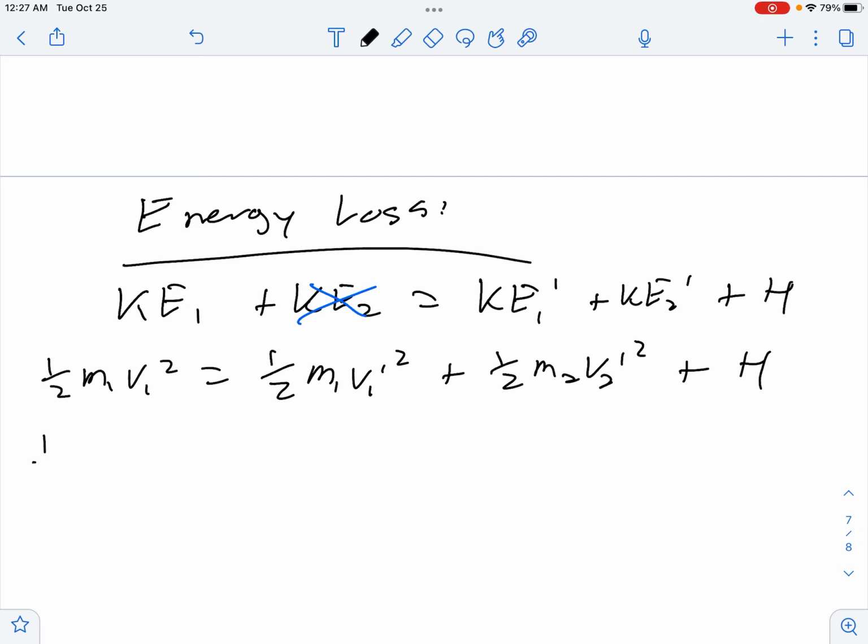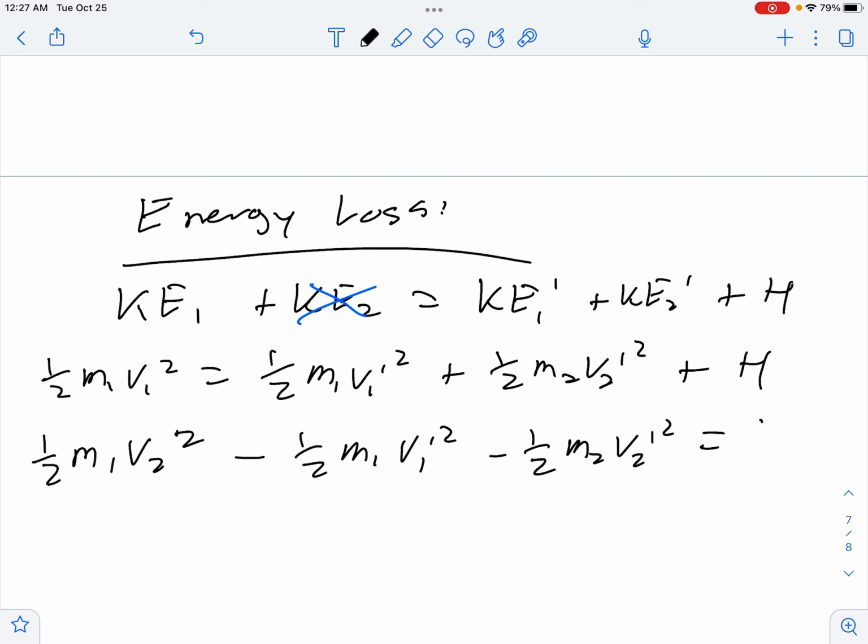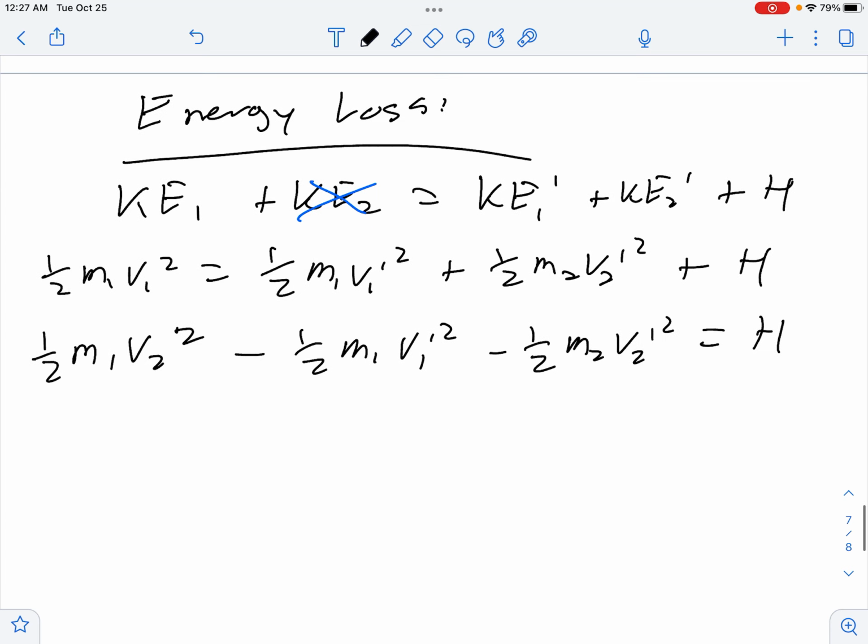All right, so ball 1's mass was 2 kilograms. Actually, you know what? Let's get an algebraic expression. I take it back. Let's subtract over 1/2 m1 v1 prime squared minus 1/2 m2 v2 prime squared, and that is the energy lost in the collision. So lots of subbing, but nothing that we can't handle.